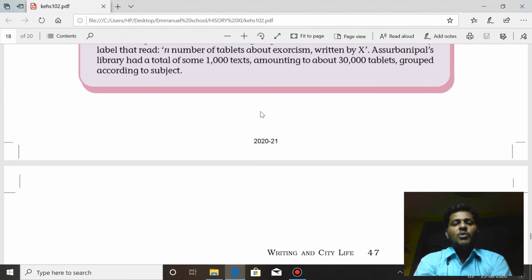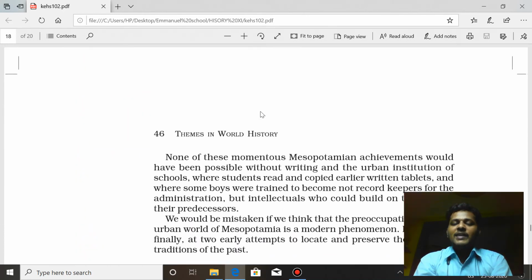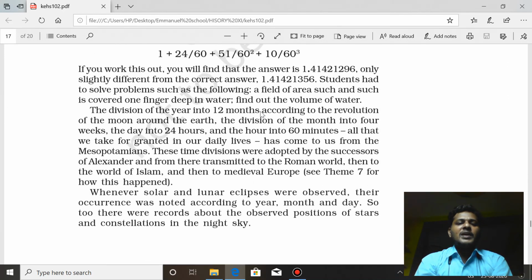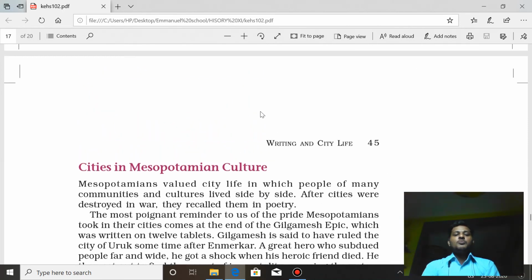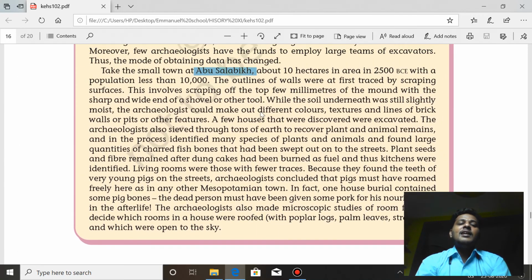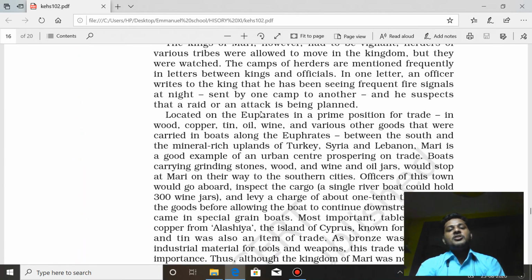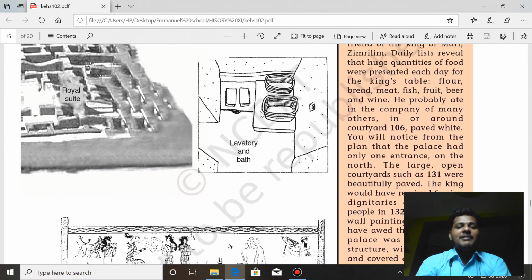So before I wind up, I would like to recall what we have discussed today. We started with the Mesopotamian family or Mesopotamian society. It was a nuclear family, we discussed. Then we went on to discuss marriage in Mesopotamia, in which the consent is given by the bride.